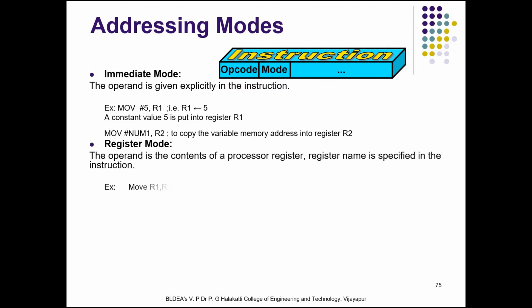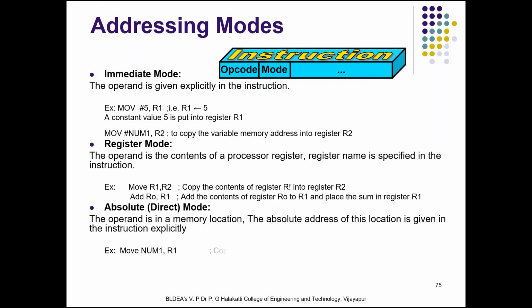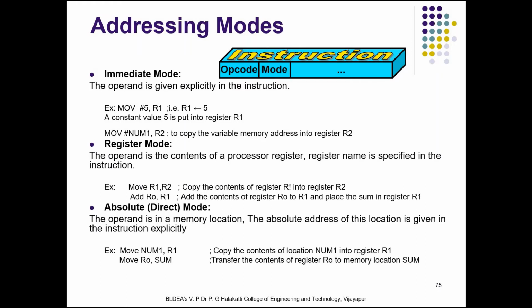Now in register mode, the operand is the content of a processor register, and the register name is specified in the instruction. Example here, move R1, R2. Here the content of R1 is copied into register R2. One more example, add R0, R1. Here it will add the content of register R0 to R1 and place the sum in register R1.